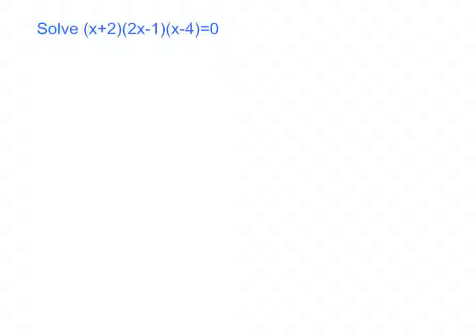Solve for x plus 2, 2x take 1, and x take 4. Again, we need to apply the null factor theorem, so each one of these brackets we set it equal to 0. So we can have x plus 2 equals 0. Rearrange that, we get take away 2 from both sides, x will equal negative 2.